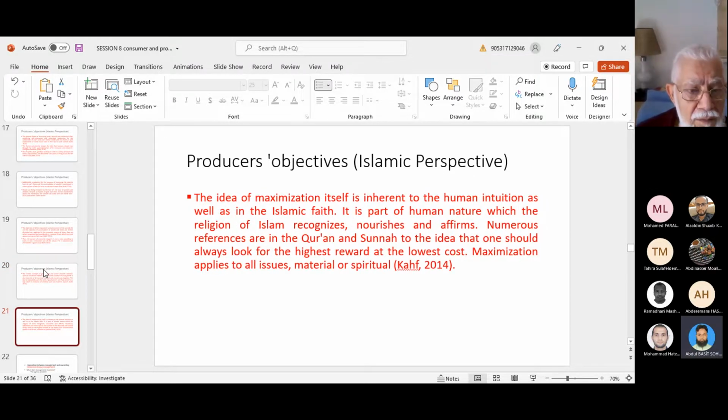The idea of maximization itself is inherent to the human intuition as well as in the Islamic faith. It is part of human nature, which the religion of Islam recognizes, nourishes, and affirms. There are numerous references in the Quran and Sunnah to the idea that one should always look for the highest reward at the lowest cost. Maximization applies to all issues, material and spiritual.